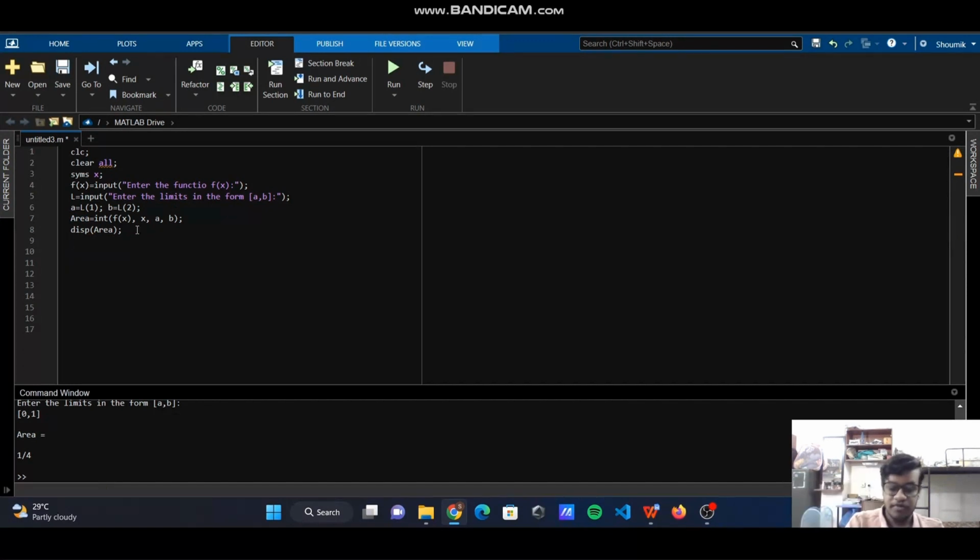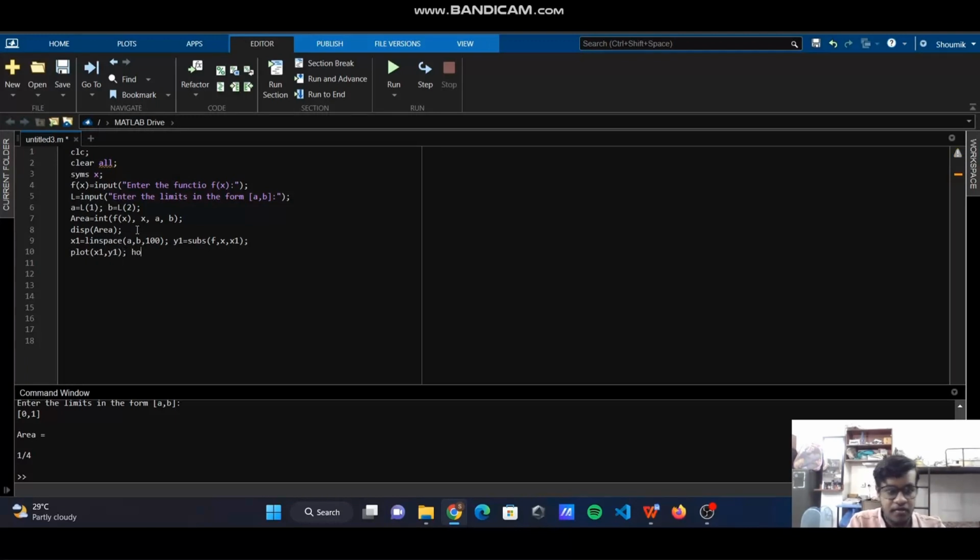In plotting, what you're supposed to do is, let's take x1 as linspace a comma b comma 100. Now a comma b comma 100 means that there are 100 points between a and b, right? And y1 equal to subs f x x1. This is not that hard, but don't take any x2, don't take any y2. We just need to plot a single function. Now plot x1 comma y1.